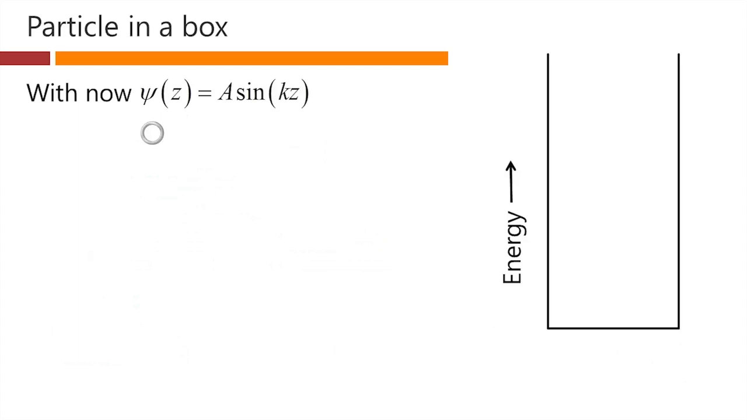Now, we've simplified our solution then by applying that one boundary condition, so that psi of z now has to equal A sine kz, and we're going to figure out a value for A. Now we're going to use this condition, that psi of Lz also has to be 0.